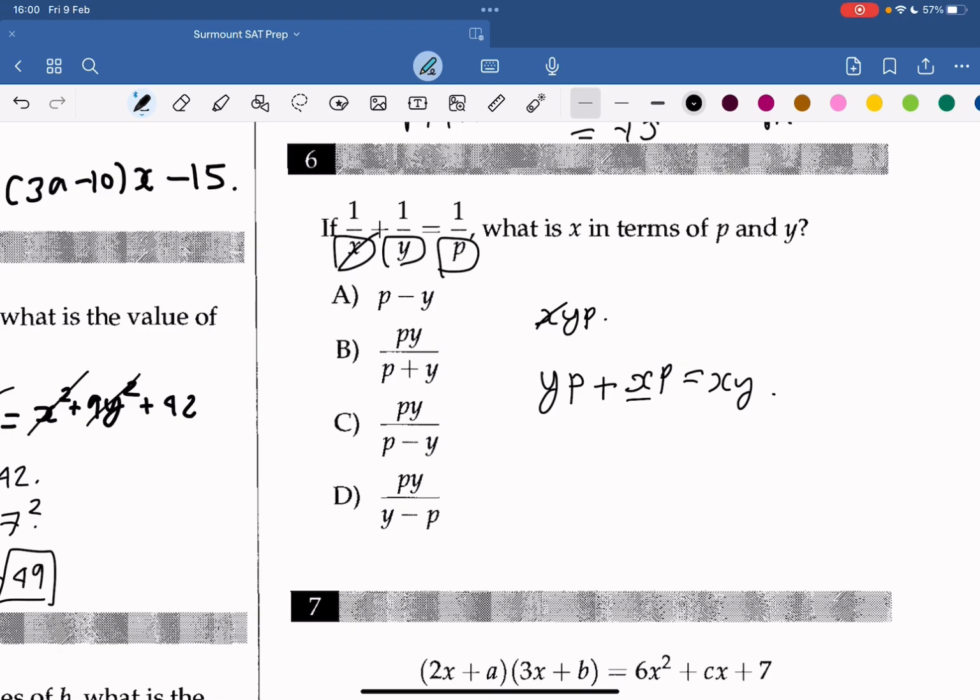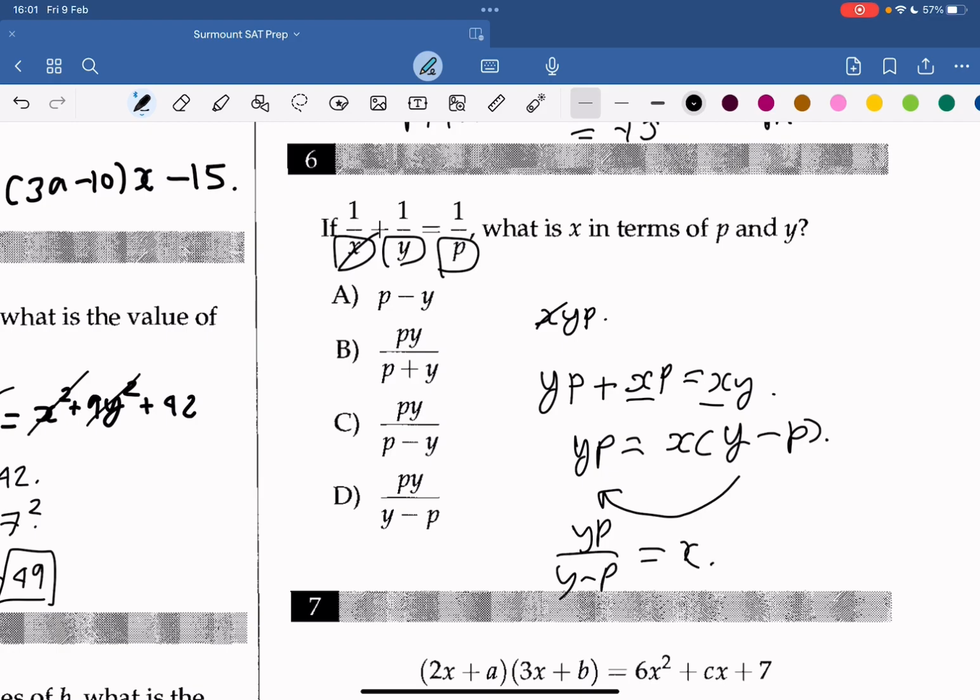And now let's separate this so we can further simplify. So we can see that they both share x. So we can write this as yp is equal to x times (y minus p). And since we're trying to find x in terms of p and y, we can move this along and divide by y minus p. So we'll get yp over y minus p is equal to x. So the answer should be D.